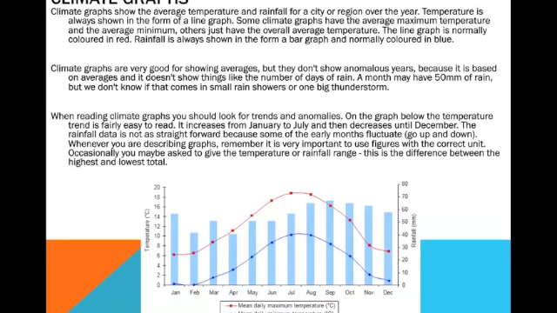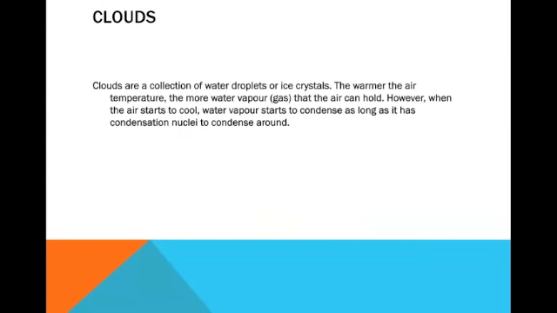On the graph below, the temperature trend is fairly easy to read. It increases from January to July, then decreases until December. The rainfall data is not as straightforward because some of the early months fluctuate, so they go up and down. Whenever you are describing graphs, remember it is very important to use figures with the correct unit. Occasionally, you may be asked to give the temperature or rainfall range. This is the difference between the highest and lowest total.